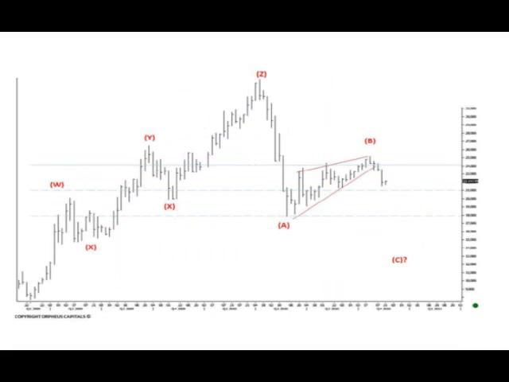Now, this is more of an alternate scenario. In Elliott we draw multiple scenarios, or we try to have two big scenarios. One is a preferred scenario, which is a high chance scenario, and the other is a backup scenario, which may be a lower chance scenario. Now, this is a lower chance scenario for me. Now, I'll try to explain why.